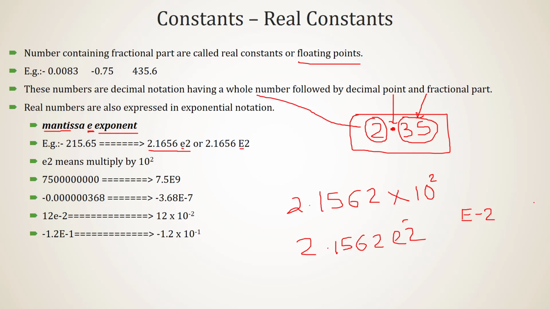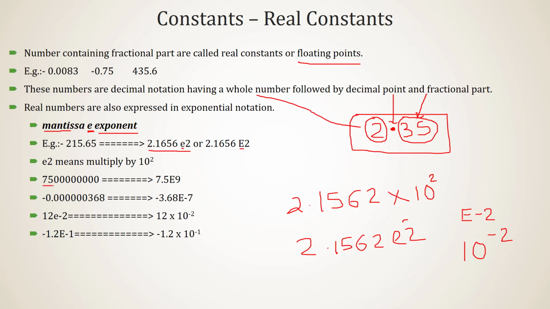10 power minus 2. So E minus 2 means 10 power minus 2. So where is it applicable, why do we go for exponential notation?